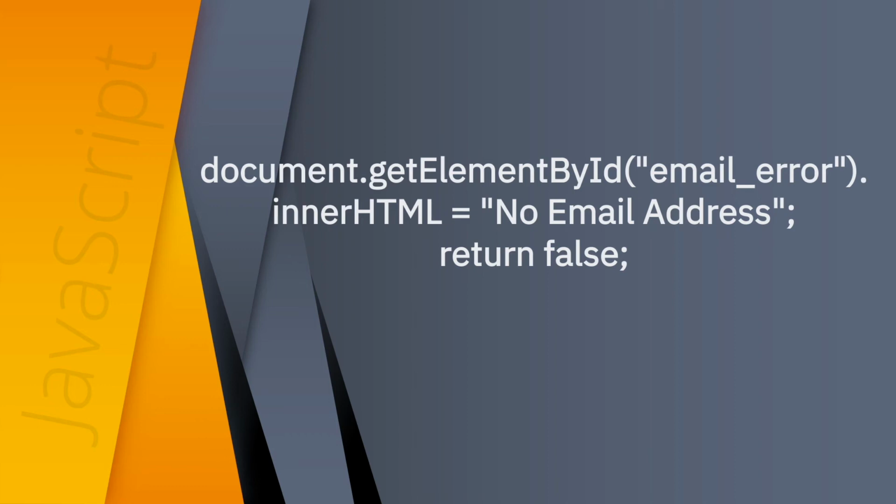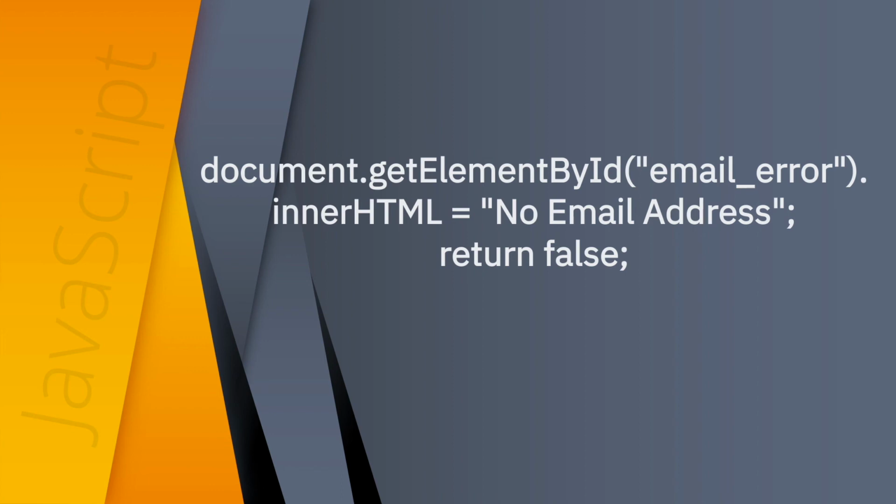We're using getElementById to access an HTML element with the ID email error. Notice that we're also using innerHTML after getElementById. The innerHTML is anything between two tags. So if you had a p tag, some inner text, and a closing p tag, then the innerHTML would be some inner text. After an equal sign, we're resetting the innerHTML and replacing it with the text no email address.